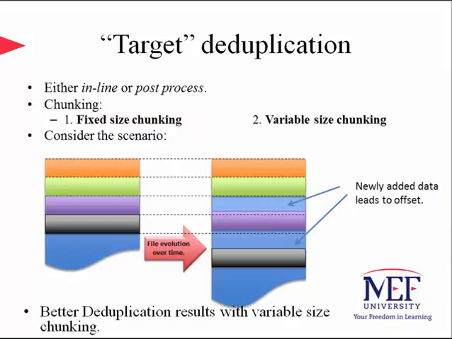This error propagation can be mitigated by using variable size chunking, right? That's an alternative way of doing it. In that case, the offsets can be detected and hence the identical blocks that are shifted along the file can be found. This leads to better data reduction efficiency, apparently.